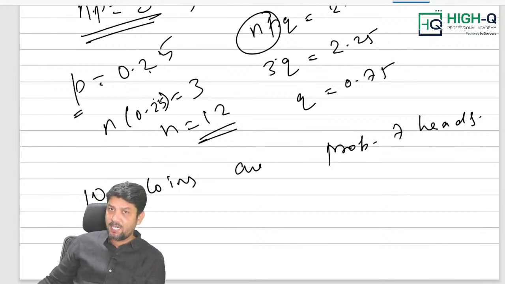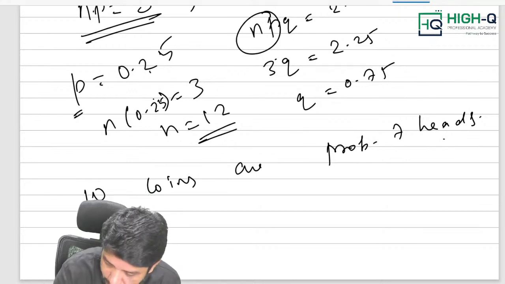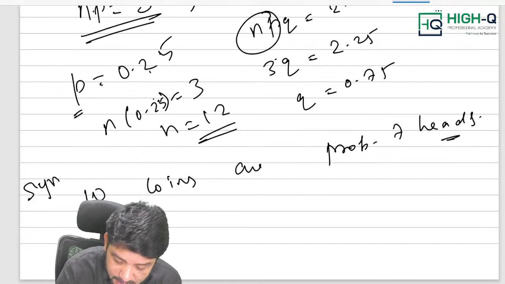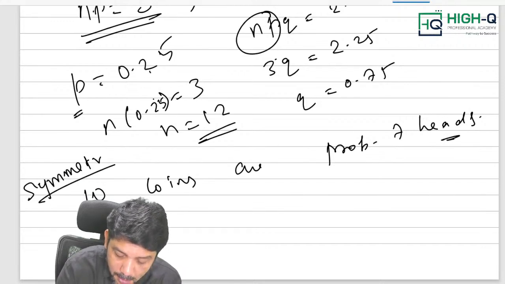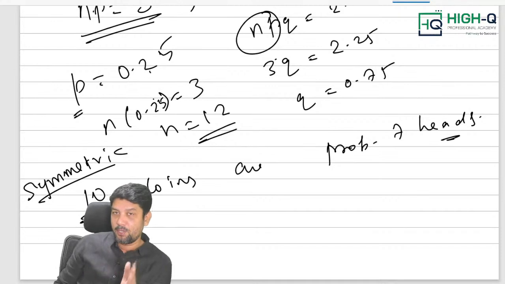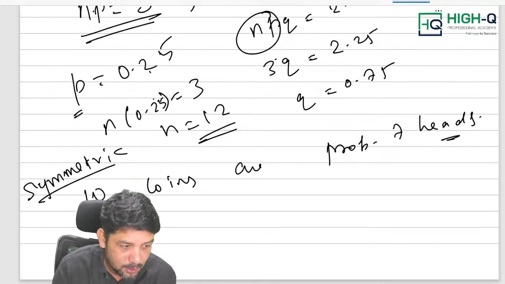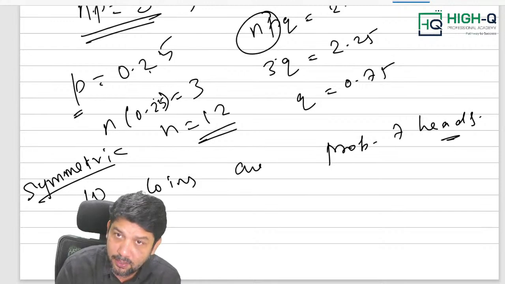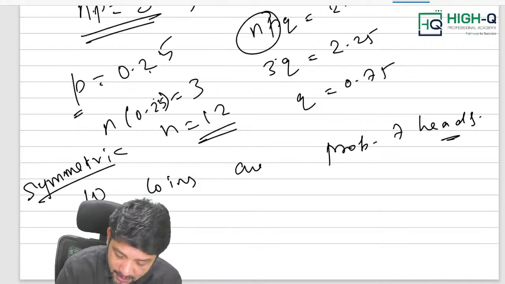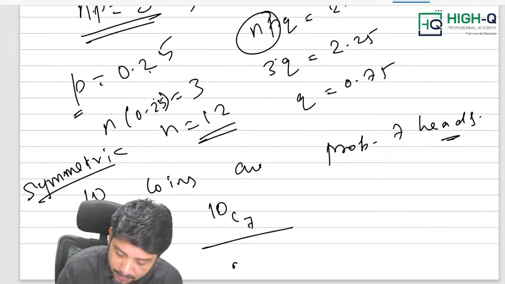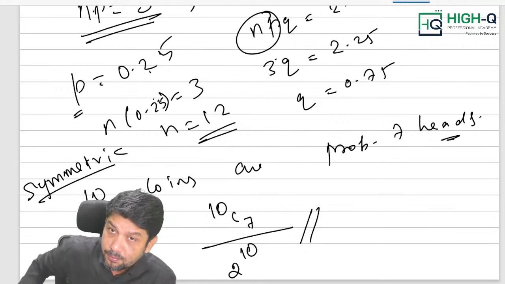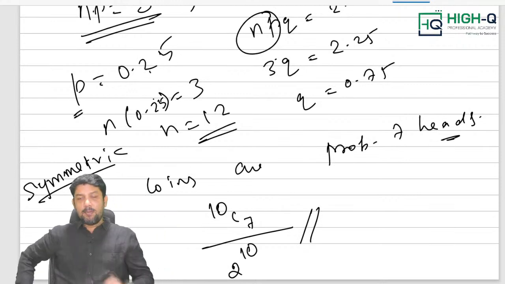Of course, the classical definition of probability cannot be used. We have to use binomial distribution only. But let me give you one shortcut, my dear. This shortcut is only for the symmetric case. Symmetric means the probability of success and failure should be 1 by 2. For that only it is applicable. So, if 10 coins are tossed, what is the probability of getting 7 heads? That is nothing but 10C7 divided by 2 power 10. You can simplify and get it. For example, 6 coins are tossed.